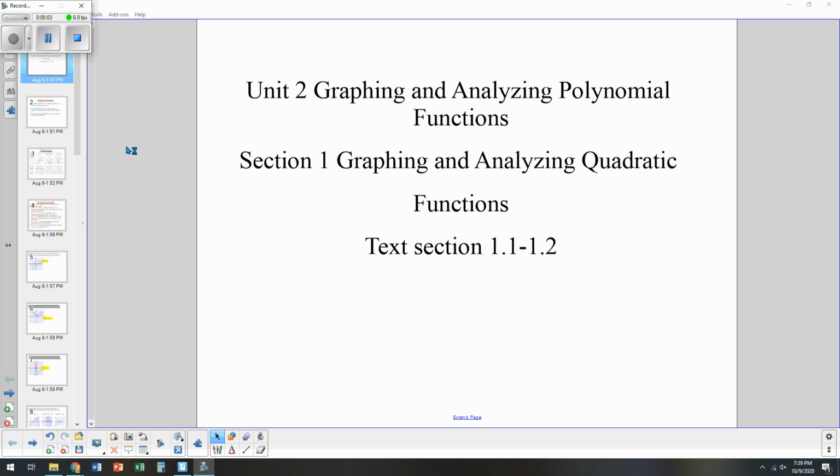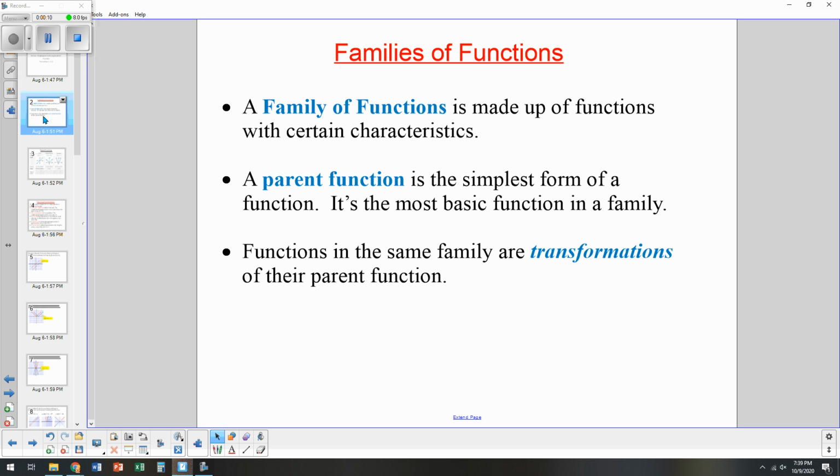This is Unit 2, Section 1. We're going to be talking about transformations of functions and absolute value functions. There are different families of functions. Families of functions are made up of functions with certain characteristics.